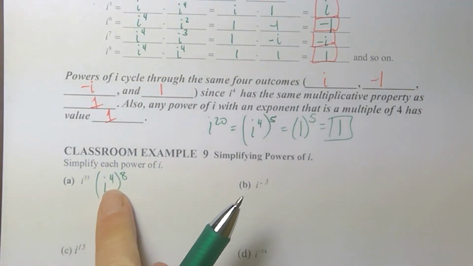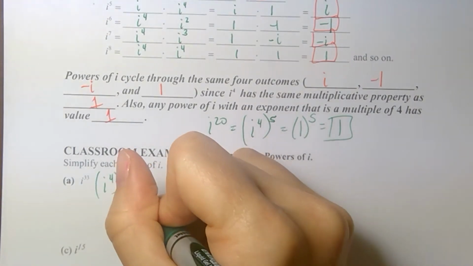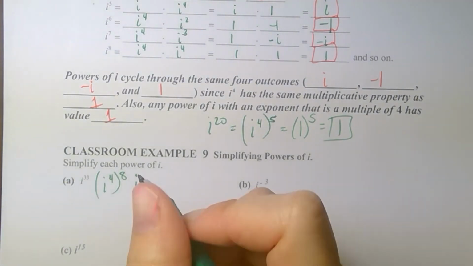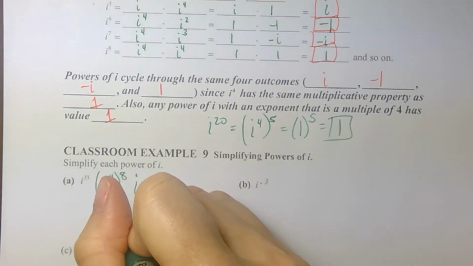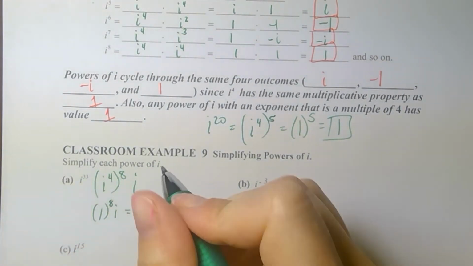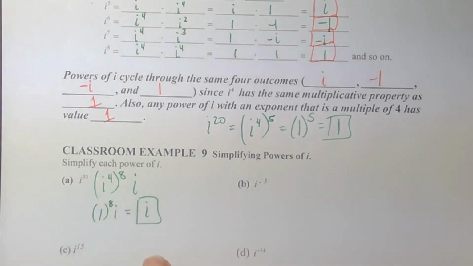8 times 4 is i to the 32nd, which means I have one more i left over to get my 33 i's. I've got 32, 33 i's. Well, i to the 4th is just 1, so that's 1 to the 8th times i. 1 to the 8th is just 1, so my result is i.